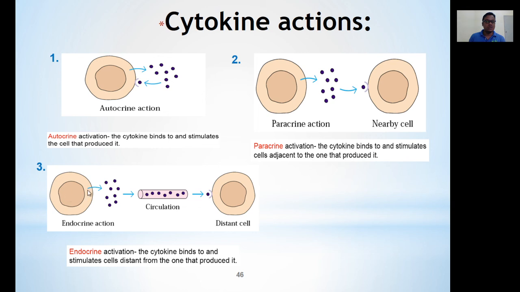And the third is endocrine action. In endocrine activation, the cytokine binds to and stimulates cells distant from the one that produced it. This is where the released cytokines will go into the circulation, the blood and the lymphatic fluid, and once they reach their destination, they will stimulate the distant cell.